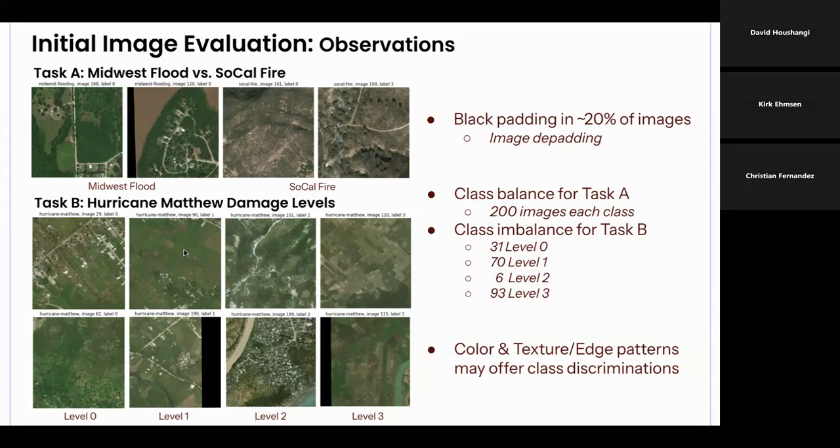This initial look helped us to identify three properties of the data set that we found to be important to our goals. One is that there's black padding in nearly 20% of the images, which we removed before feature engineering. Second is that there's a class imbalance across the damage levels in Task B, whereas there's no class imbalance across the images available for Task A. And third, we saw that there are clearly color and texture edge patterns that, when quantified through feature engineering, might offer class discriminations that a machine learning model could learn.